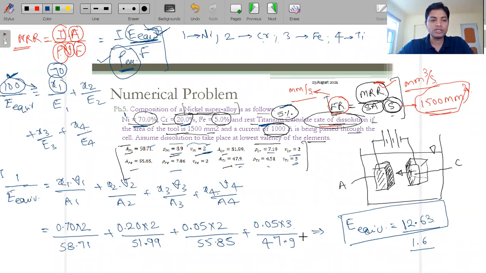First of all, guys, just calculate the value of this one, here on the right hand side, and this value will be equal to 1 by E equivalent. So just reciprocate it, whatever value you are getting on the right hand side after calculating this. The reason is this value is not of E equivalent, it is the value of 1 by E equivalent.